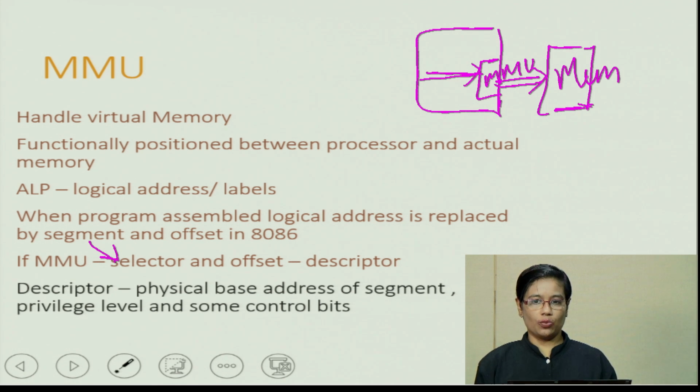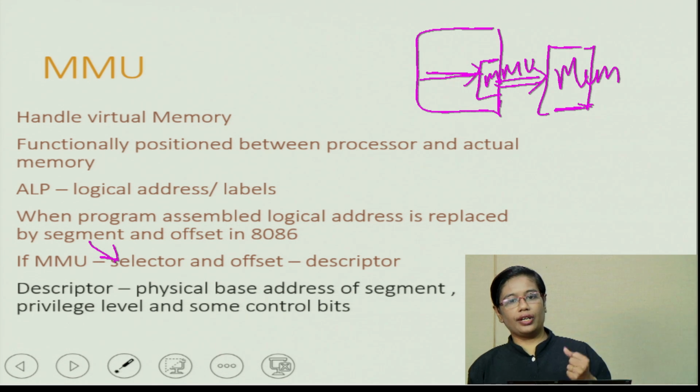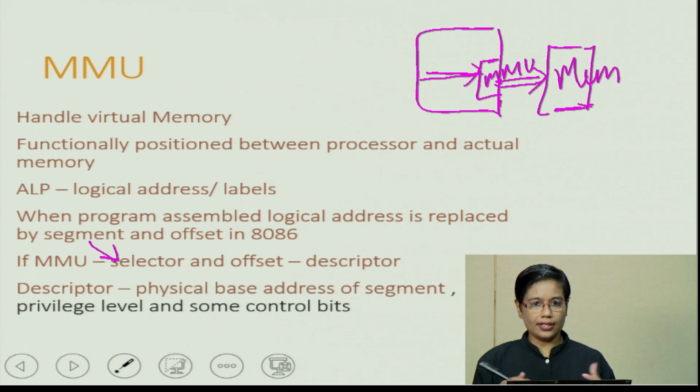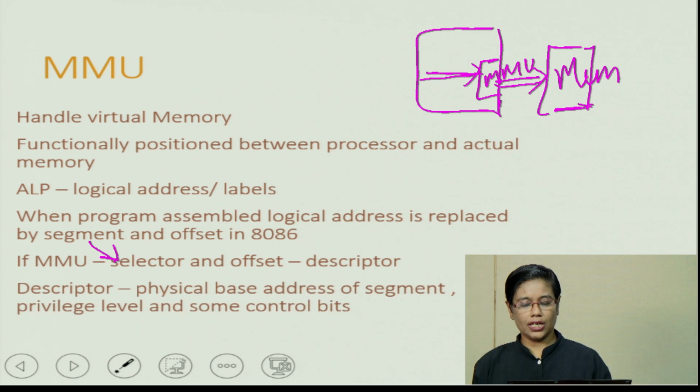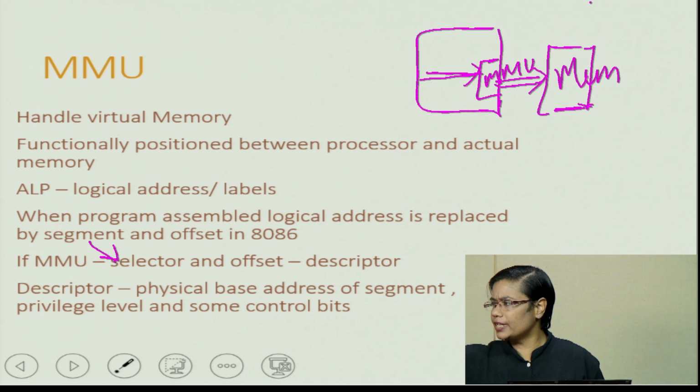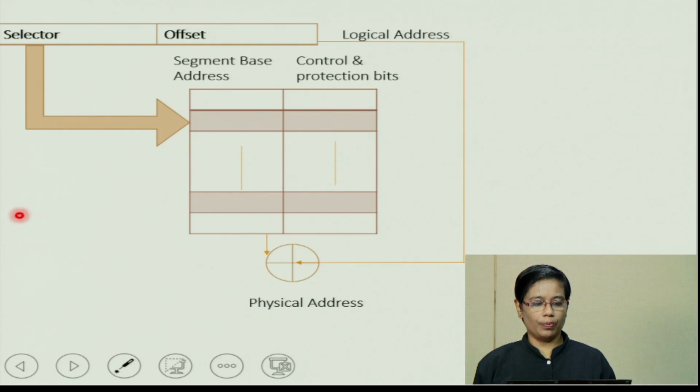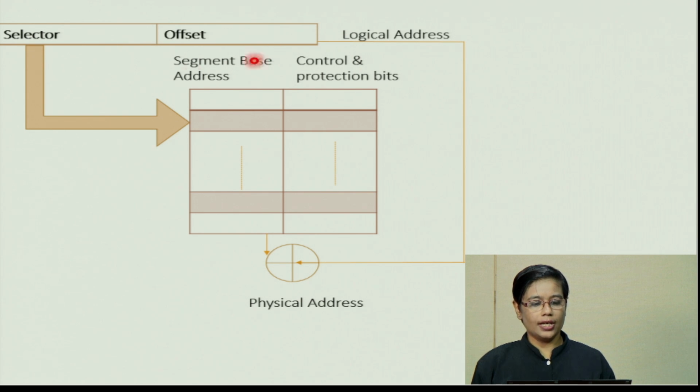This memory management unit takes the segment value, treats it as a selector, and from the selector it gets a descriptor. We know what the descriptor does. It gives the base address of the segment, the privilege level of the segment, and a few control bits which determine the type of segment, the size of the segment, etc. Essentially, the memory management unit takes the logical address and converts it into the physical address.